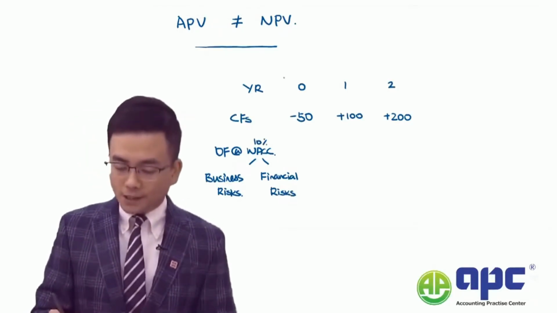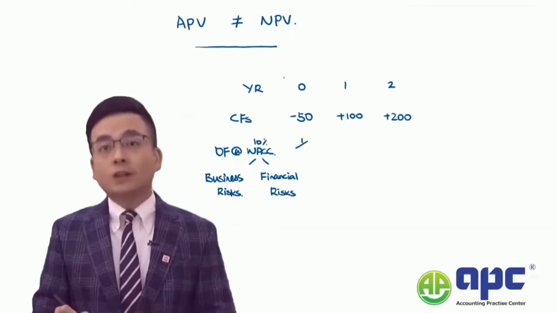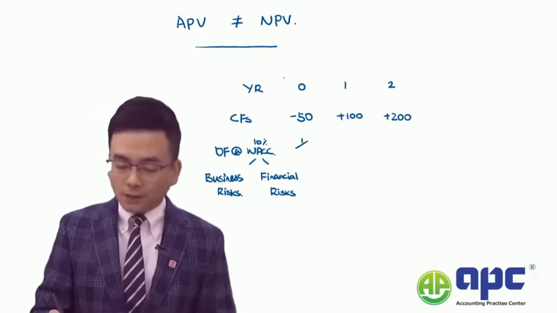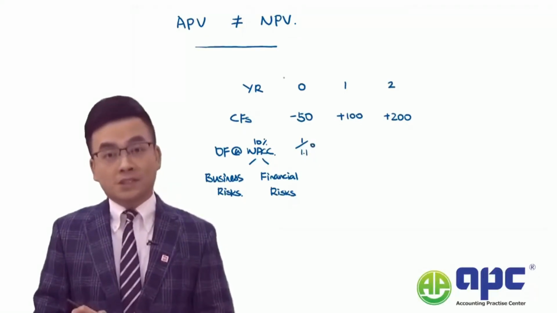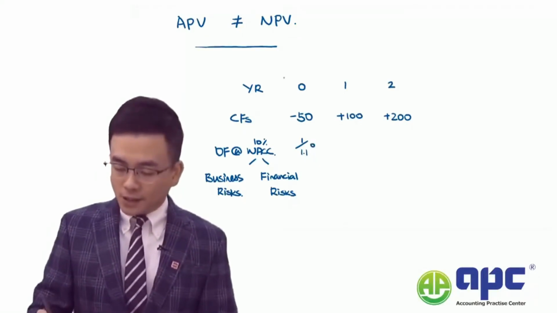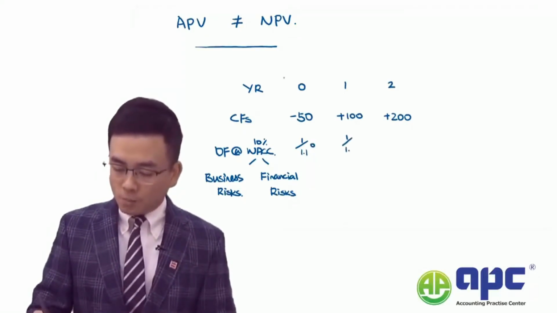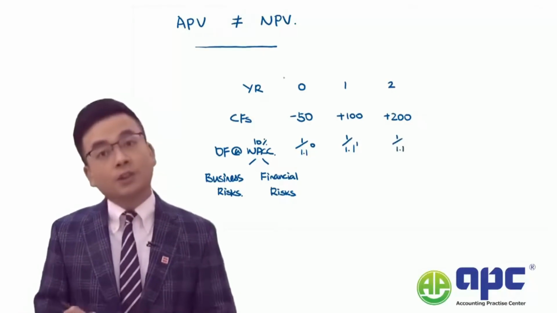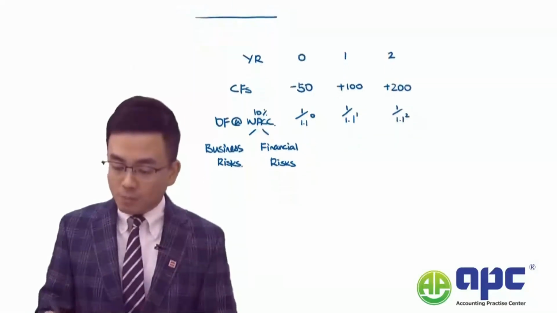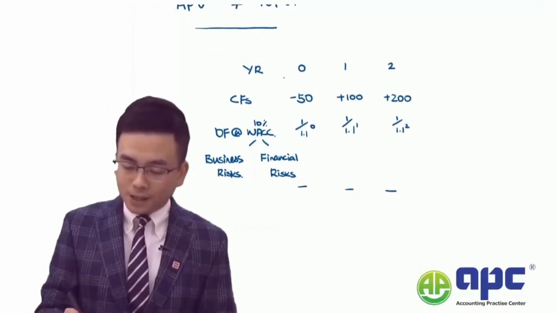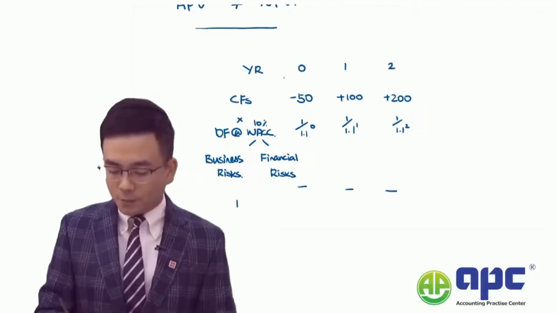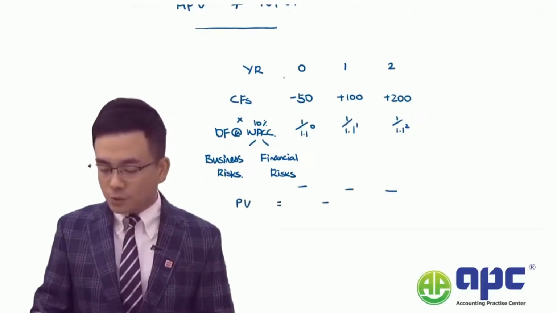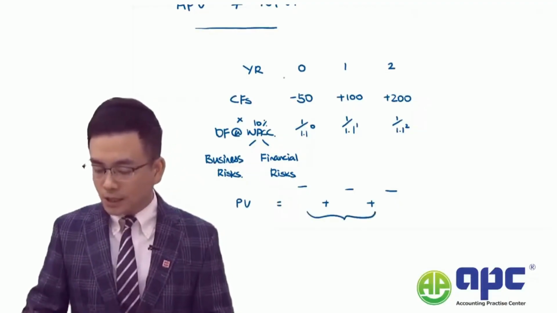If that's the case, then I would use 1 divided by 1 plus 10%, which means 1.1 to the power of the number of years, which means 0 in this case. At the end of year 1, 1 over 1.1 to the power of 1. At the end of year 2, 1 over 1.1 to the power of 2. And then we simply multiply these all together, which gives me the present values. And then we add them all together, and that would be the NPV.